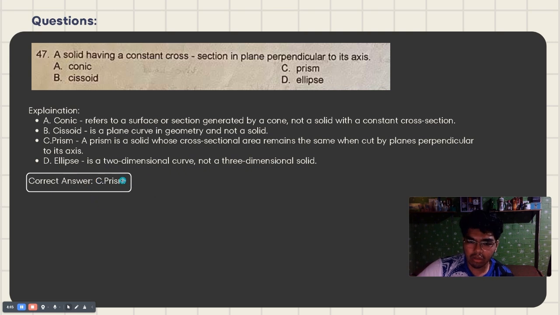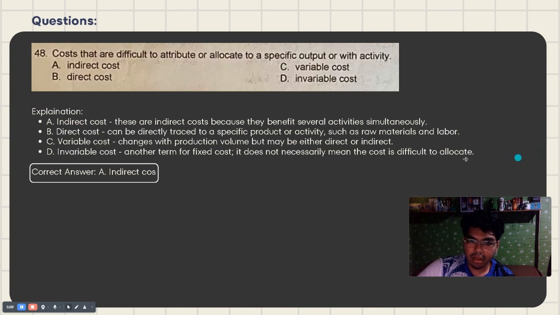So in the explanation alone, we can already see that the final and correct answer for this number is letter C, prism, since it is a solid whose cross-sectional area remains the same when cut by planes perpendicular to its axis. So letter C. Next, number 48.